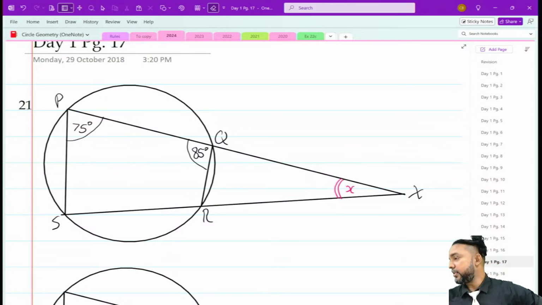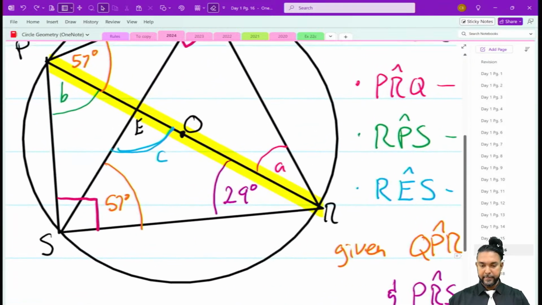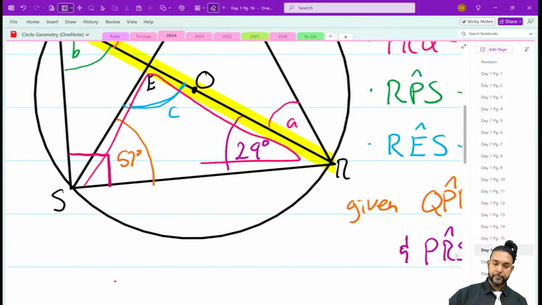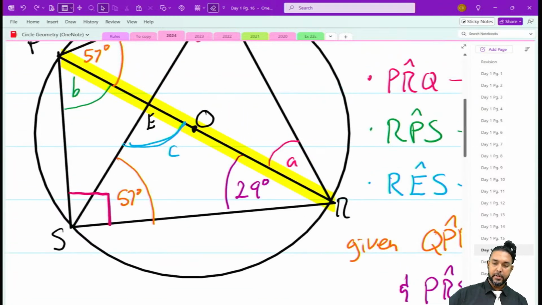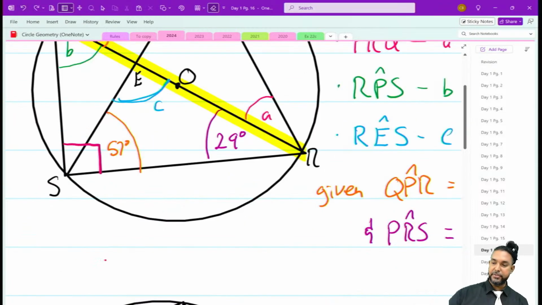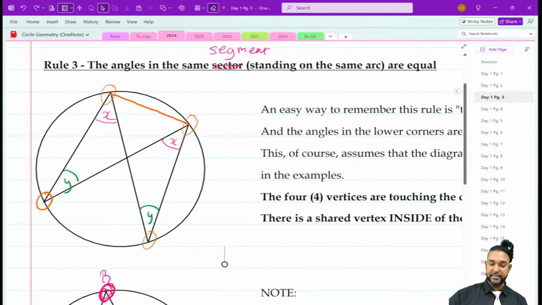You understand RES? All right, one second, guys. To find RES, we have to kind of focus on this triangle here. Now we have a 29-degree angle there. And the 57-degree angle here was equal to this. And that's the rule where we have what I like to call the double triangle rule. Angles in the same segment standing on the same arc are equal.